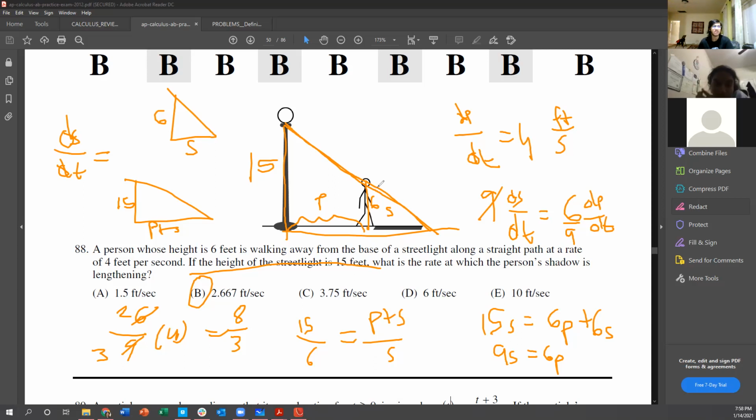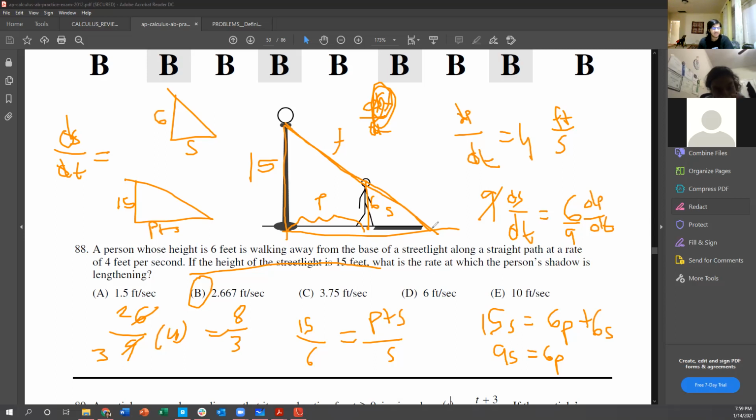Mm-hmm. If it had told you that the distance between the person's head and the lamp was changing at a certain rate, then you would have to label this, let's just call it f, df/dt, and then you would need to use the Pythagorean theorem and somehow work with that. But obviously that would be much more complicated. Here, they're only asking to deal with the legs, so I'm going to set it up as similar triangles. It's an easier way to do it.